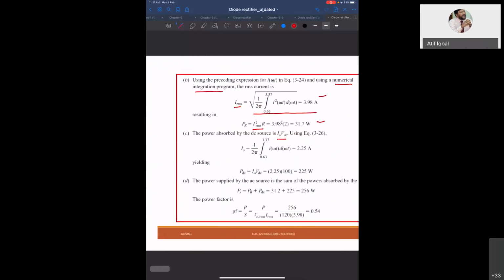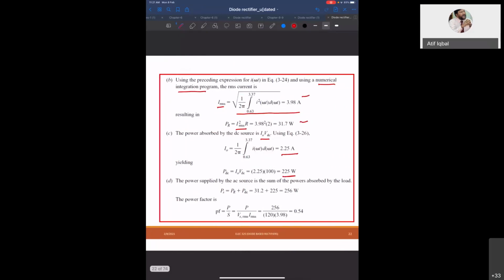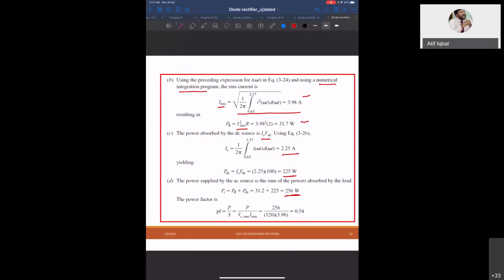So this is the average current, and once you know the average current, you can find the power absorbed by the DC source. Then the total power supplied by the AC source will be equal to the power absorbed in the resistance plus the power absorbed by the DC source, and then the power factor will be P upon VRMS into IRMS. VRMS is already given, and IRMS we have calculated here as 3.98, and the power loss we obtain as 256, so we can get the power factor.